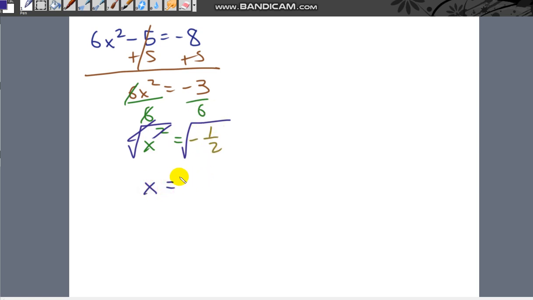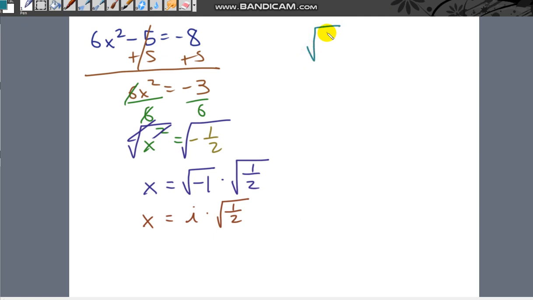Let's skip a little step here. This is the same thing as the square root of negative 1 times the square root of 1 half. The square root of negative 1 is going to be i. And then we have the square root of 1 over 2. If you remember how to do something like this, the square root of 1 over 2 is the same thing as the square root of 1 divided by the square root of 2. The square root of 1 is 1, so we have 1 divided by the square root of 2. That's essentially what this becomes.